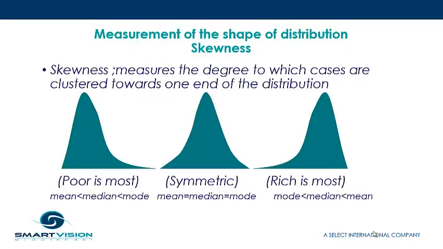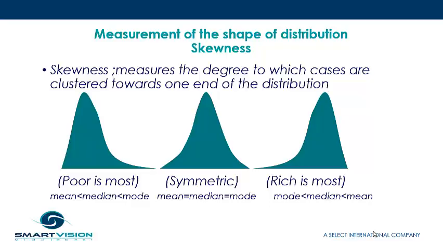There are two measures of the shape of the distribution. The first measure is skewness, which measures the degree to which cases are clustered towards one end of the distribution. As long as the measures of mean, median, and mode are equal to each other, this indicates that data values are distributed symmetrically around the mean.